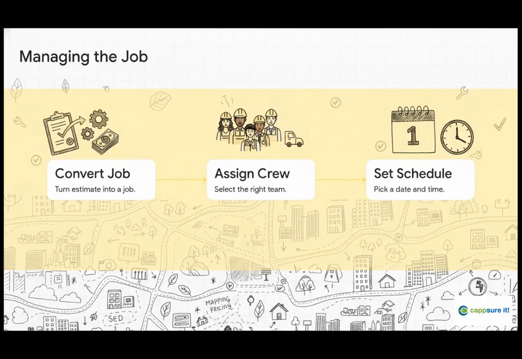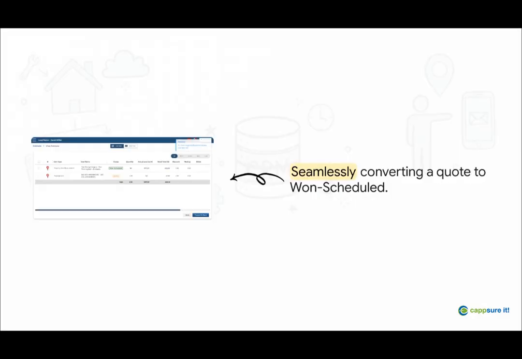Managing the job. Now we're going to transition smoothly into the execution phase. Convert the estimate to a job, assign a crew, and set the schedule. With just a simple click, the status instantly changes. Your property area measurement for tree trimming is now officially logged in the system as one scheduled. So, what was once just a geofenced area is now a live, active job that is completely ready for dispatch.